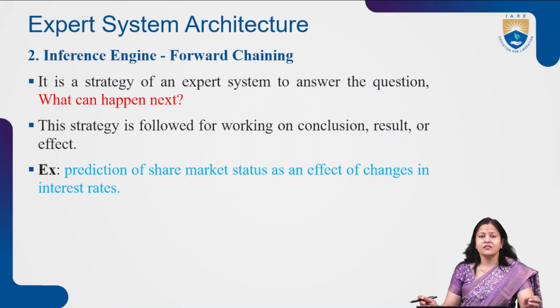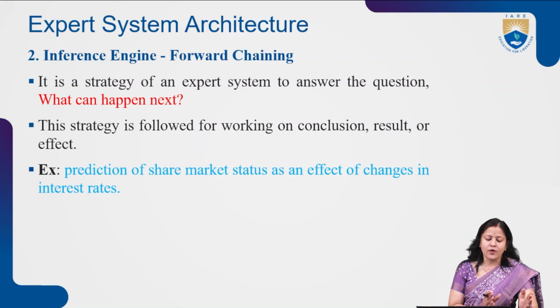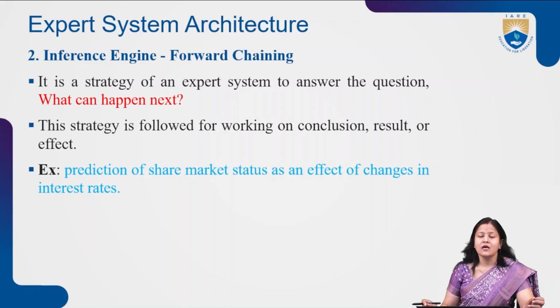It is a strategy of an expert system to answer the question of what can happen next. So starting from the original problem, how we are getting the solution, from the beginning till the end, till the conclusion, is called forward chaining. This strategy is followed for working toward a conclusion, result or effect. For example, the prediction of the share market status as an effect of changes in the interest rate.